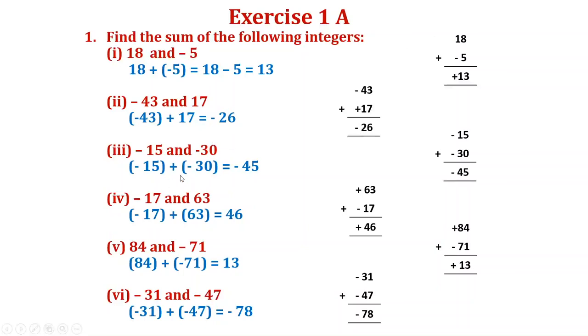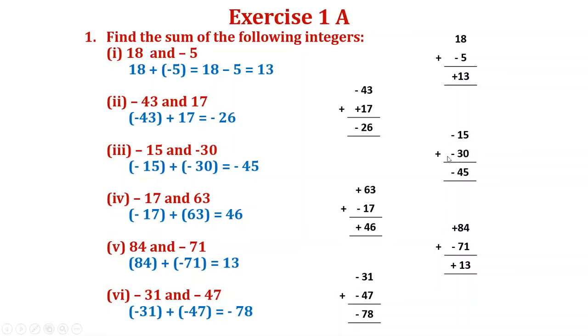Next, go to the third problem here, minus 15 and minus 30. Observe here, both numbers have the same sign, a negative sign. You are adding two integers which have the same sign. Minus 15 you are adding to minus 30. So then what do you have to do? You have to use rule 1 of the addition. Rule 1 of the addition is just add the numbers.